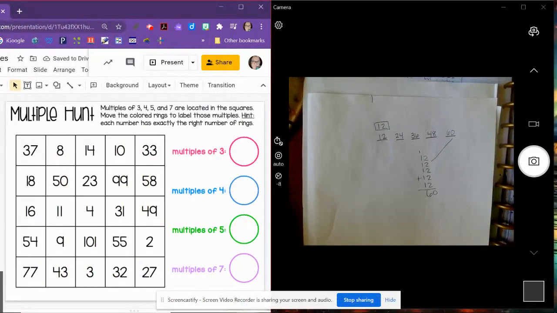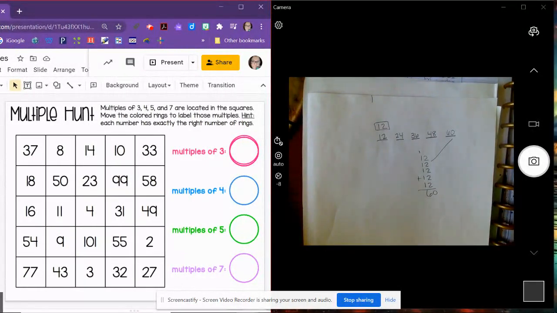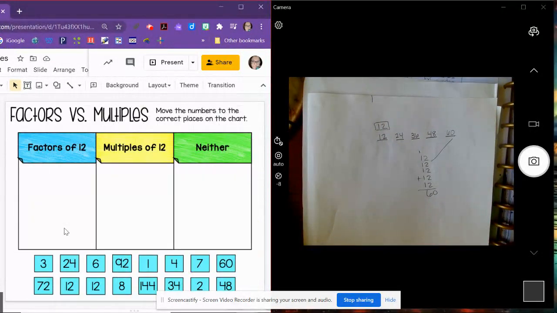And then this next slide is where you're dragging the circles over where your multiples would be. So I know 9 is a multiple of 3, so I'm going to drag that circle over the 9. Some of them are going to have more than one circle over them due to the fact that some of them have common multiples. So again, using that multiplication chart to check your work is important.